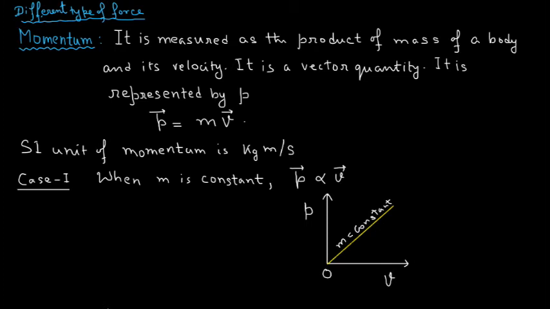So let us see the graph for each case in momentum. When m is constant, p is directly proportional to v. So the graph will be a straight line passing through the origin, where the x-axis is v and the y-axis is p.